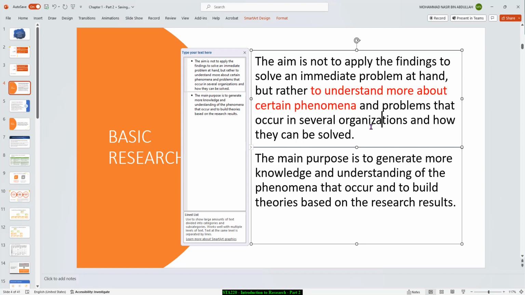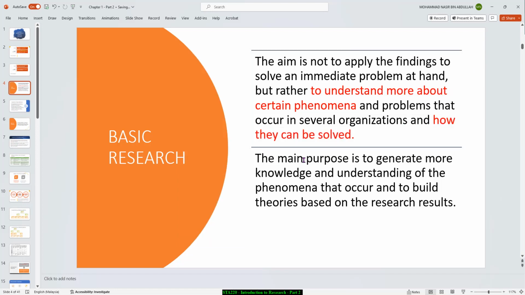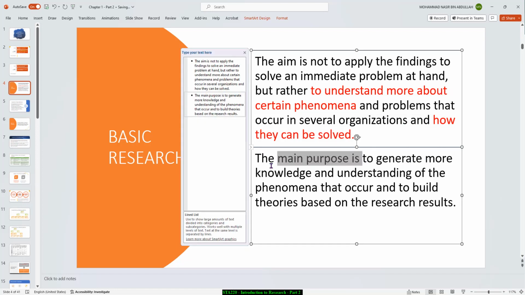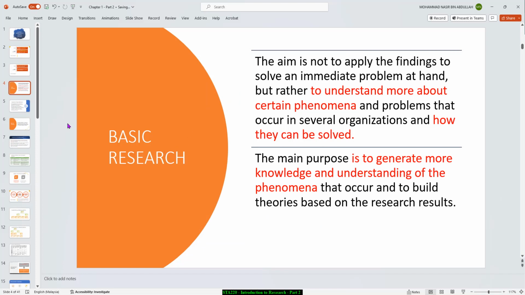We just want to understand the certain phenomena or certain problem that occur in several organization and how they can be solved. We just want to know how they can be solved, right? So that is basic research. The main purpose is to generate more knowledge and understanding about the phenomena, right? Itu saja. We just want to know regarding the problem, how it happened, what is the cause of the problem, and how to solve the problem.